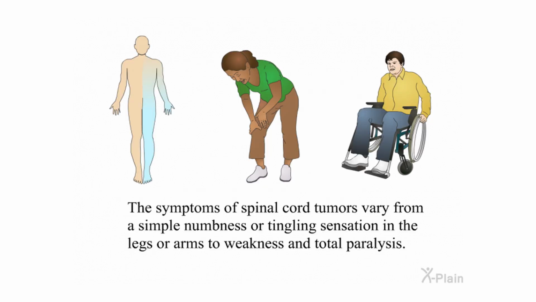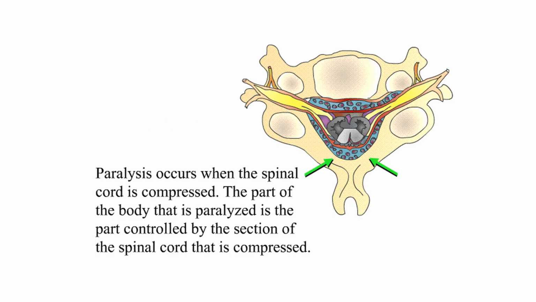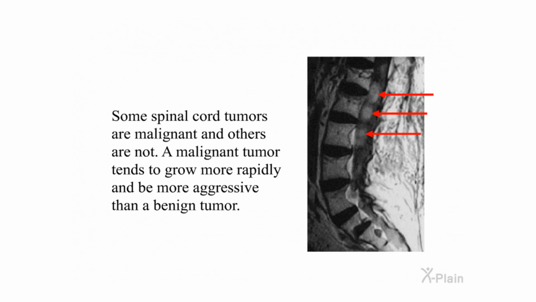The symptoms of spinal cord tumors vary from a simple numbness or tingling sensation in the legs or arms to weakness and total paralysis. The feeling of numbness or tingling results when the tumor presses on the spinal cord or nerves. Paralysis occurs when the spinal cord is compressed. The part of the body that is paralyzed is the part controlled by the section of the spinal cord that is compressed. Some spinal cord tumors are malignant and others are not. A malignant tumor tends to grow more rapidly and be more aggressive than a benign tumor.